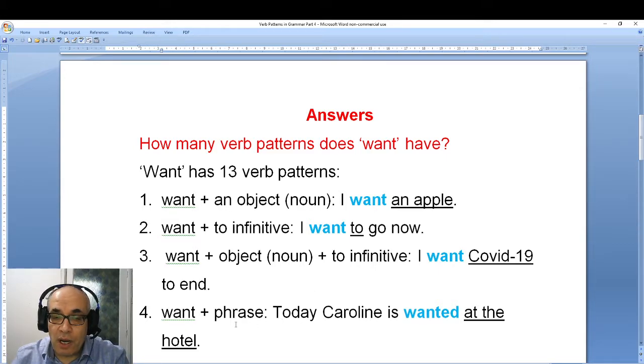Number 4, after want we can use a phrase. A phrase is a few words, and a phrase doesn't have a verb. Today, Caroline is wanted at the hotel. So after wanted, what do I use? I use at the hotel. At the hotel is a phrase. As you can see, there is no verb in at the hotel.